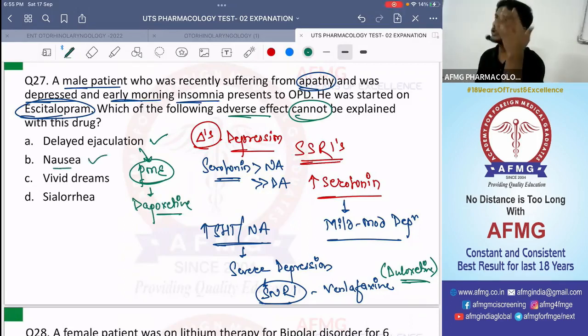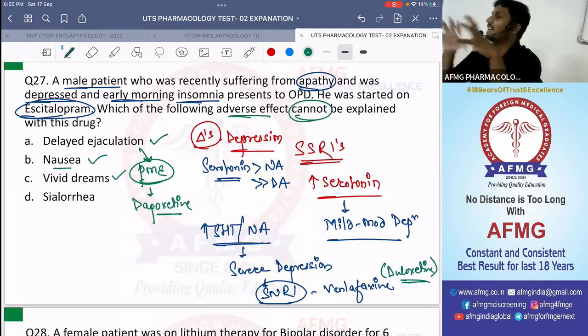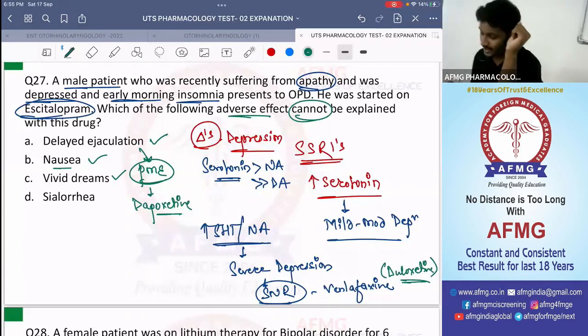Nausea. Yes, it is one of the common, rather the most common side effect of SSRIs. Vivid dreams. Yes, the patient will usually have real and vivid dreams, and they would be very clear. Vivid means they will be very clear, so he will describe to you nicely that such a celestial nymph came in my dream, okay? So the vivid dreams would be there.